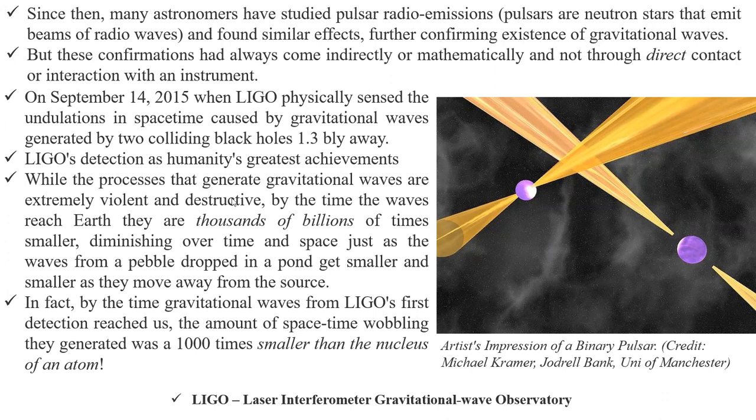Such a disturbance was coming from 1.3 billion years away, and the energy was quite large, but the signal which traveled such a long distance was very feeble. In fact, by the time gravitational waves from LIGO's first detection reached the Earth, the amount of space-time wobbling they generated was about 1,000 times smaller than the nucleus of an atom.